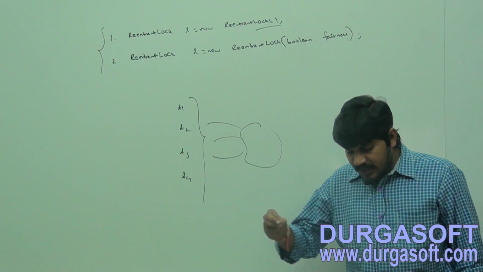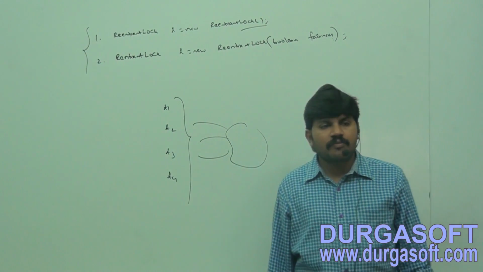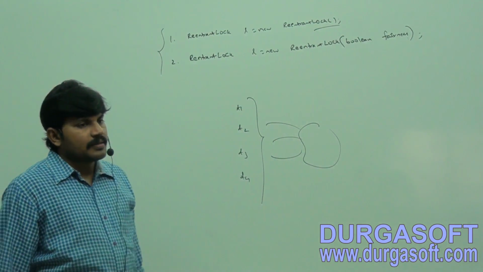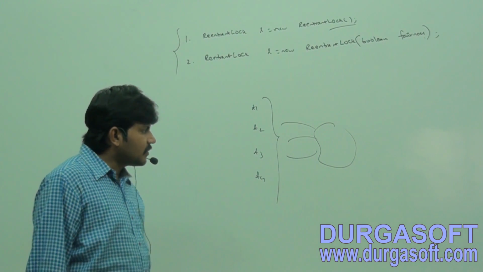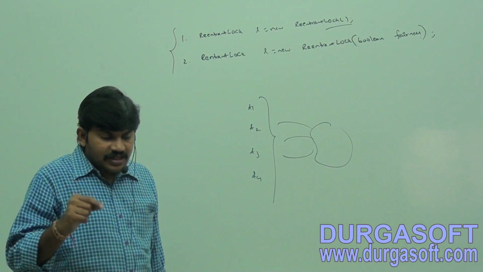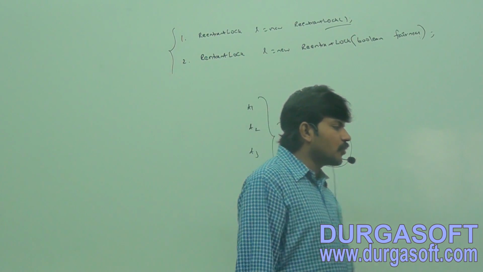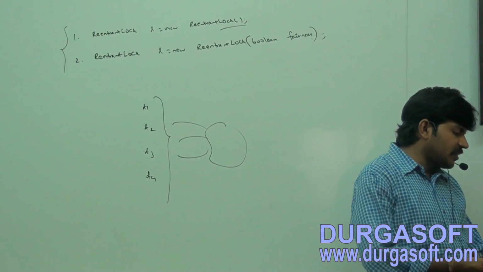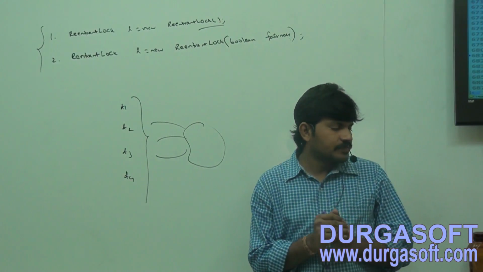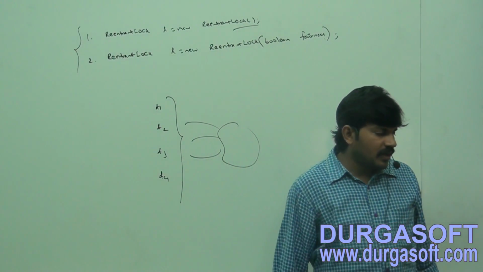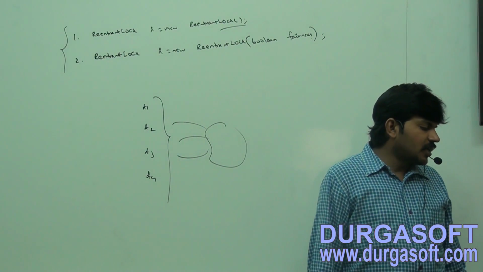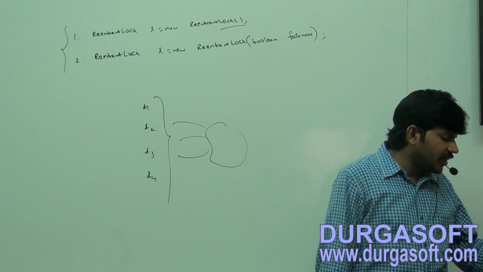If the fairness is true, then the longest waiting thread can acquire the lock if it is available.